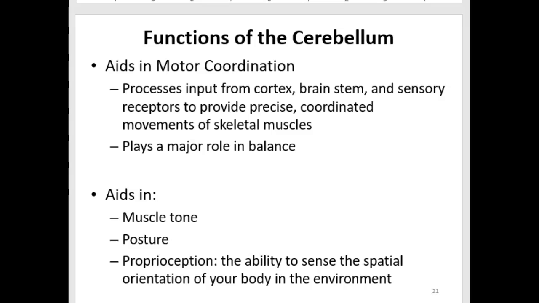So those are all of the functional anatomical locations in the brain that we're going to learn. And the next lecture will cover cranial nerves.